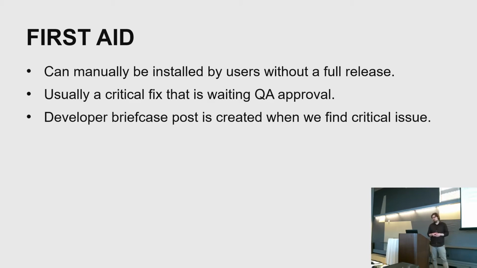But if there is a critical fix, we will always do a developer briefcase post about it, and state which first aid they can download and when it's planned to be released. The briefcase post should be on the same day as when we found the critical issue. But we have some issues here. There have been some delays, so we have had fixed issues that we haven't properly gone out about. But that's the idea, that it should be available from day one.